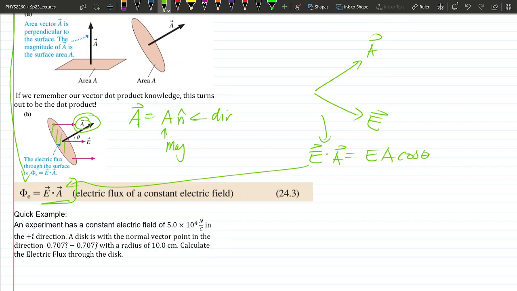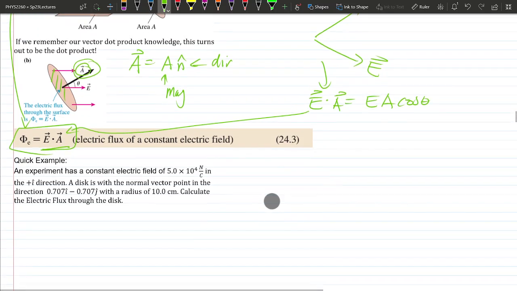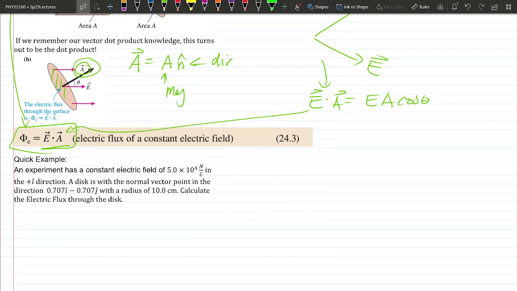And since we have a cosine, and cosine tells you how parallel two things are to each other, and so does the dot product, the shortest way to write this electric flux formula is this: if you have a constant electric field and a constant area, you can just take the dot product between those two vector values. So this is if you have a constant electric field. That's very important. And we're going to see an even more general version of this where you don't have a constant electric field, which will involve some integral and stuff like that.